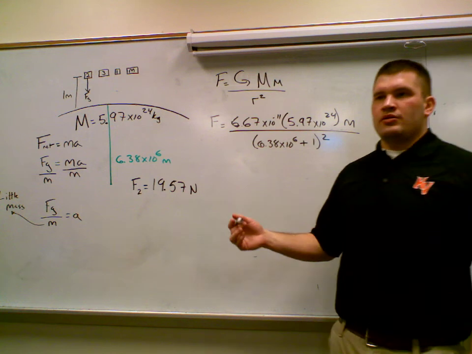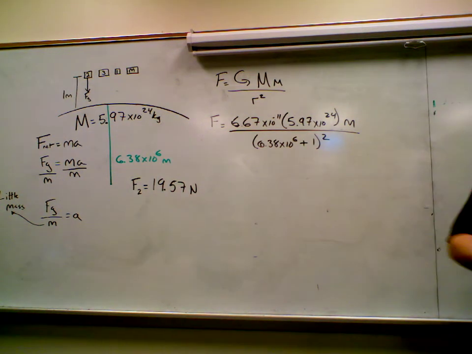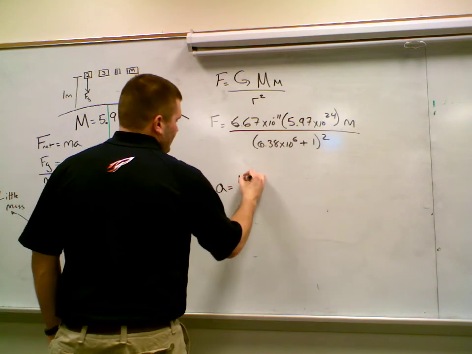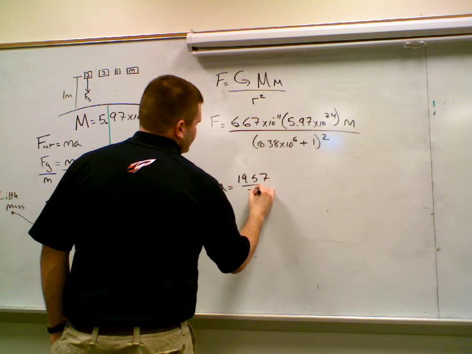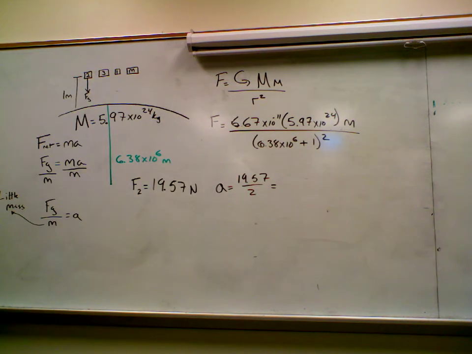Divide it by what? Divide by 2, right? Does that make sense, guys? So I take this 19.57 and we divide it by 2, and that will give us our acceleration. Okay. Did anybody get to that in the warm-up?